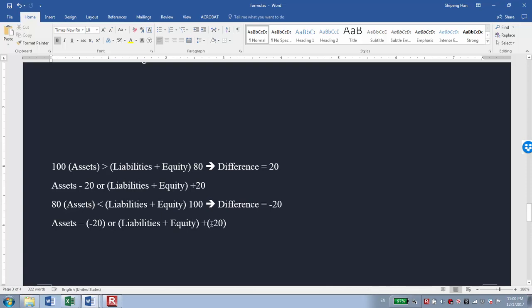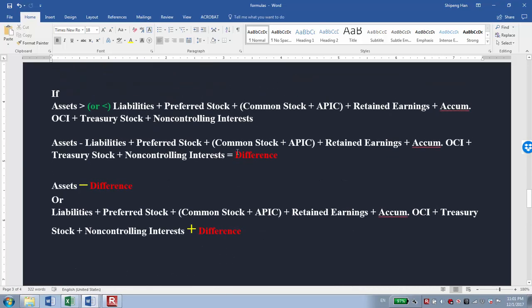Or we add the difference, the negative 20, to the right side of the equation. So now both assets and liabilities and equity are 80. So the point is, no matter the sign of the difference, positive or negative, when we make the adjustment, we always subtract the difference from assets or add the difference to liabilities or equity. We know there are lots of accounts in assets, liabilities and stockholders' equity. So the next topic is which account we make the adjustment to.